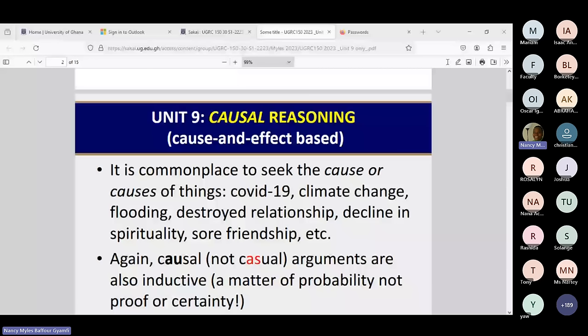So we want Ejaya to start for us, help us understand causal reasoning. Ejaya, please read what you see on your screen.